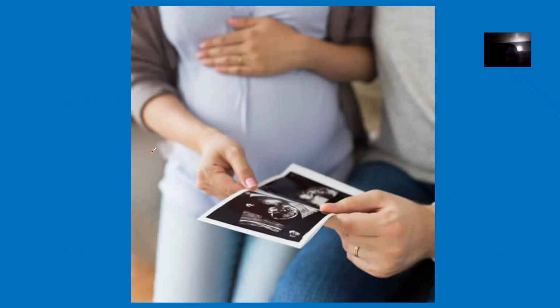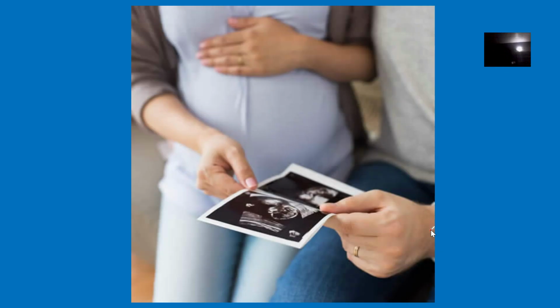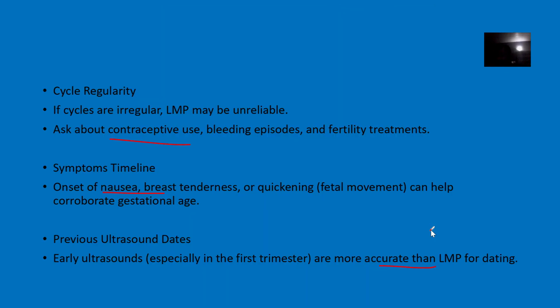So, symptoms timeline. Okay. You also ask when they started vomiting. Ask when the breasts started becoming tender. Ask when they started feeling the baby moving. Okay. Then previous ultrasound date. Early ultrasounds are more accurate. Do you understand? So you also pick up the ultrasound. Okay. So you don't really depend on Naegele's rule, but Naegele's rule is something that is very, very good to know.